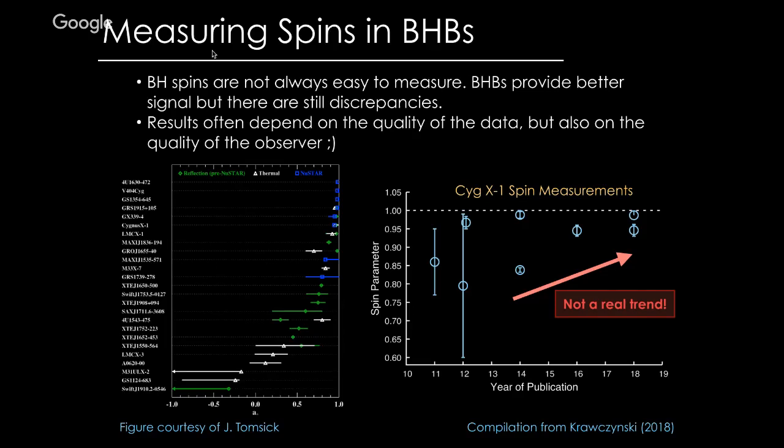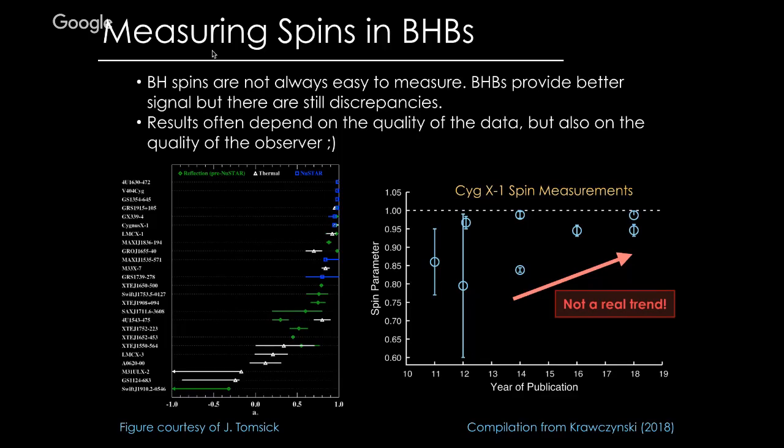But it's not all roses, it's not all great, because, for example, in the case of Cygnus X-1, which is a very famous black hole system, when you look at the reported values in the literature in the last 10 or so years, you see a dramatic change of both accuracy and the precision of the measurement. So I say that that's not a real trend. It's a real trend because it exists, but it's not a physical trend.